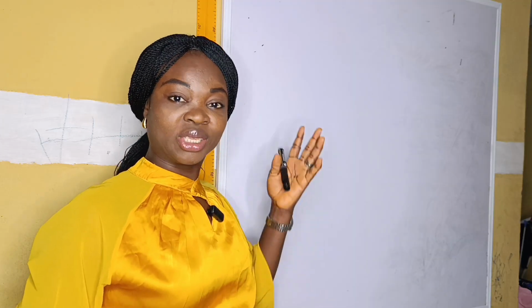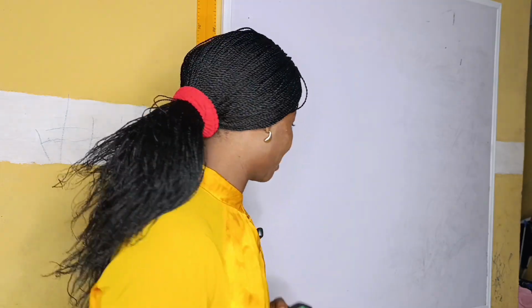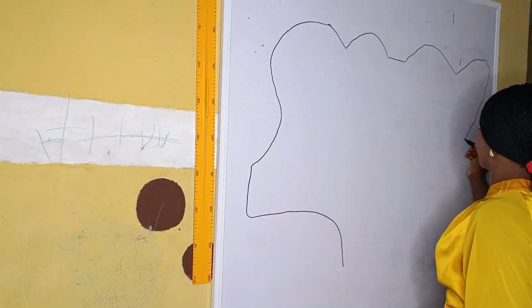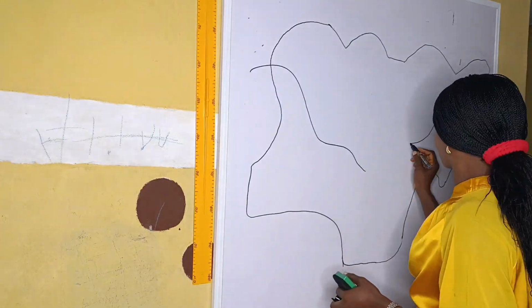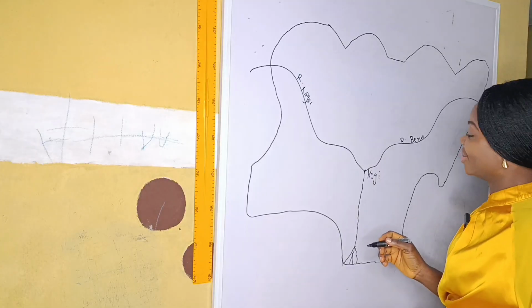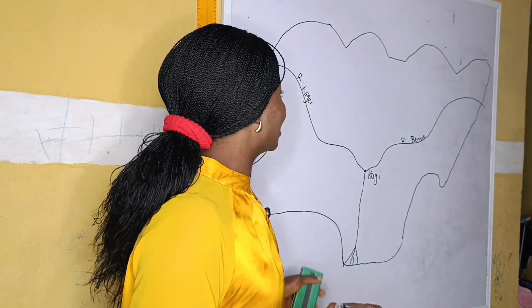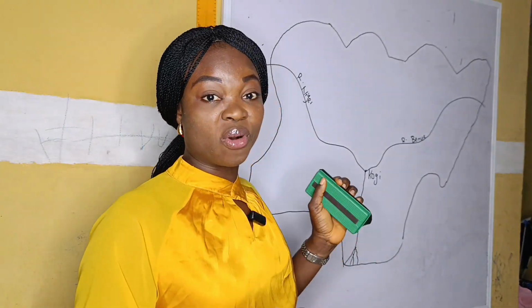Hello, today's topic will be on the vegetation belts of Nigeria. Before we continue with the teaching of today, let's draw the map together. Okay, we are done with the sketch map of Nigeria.